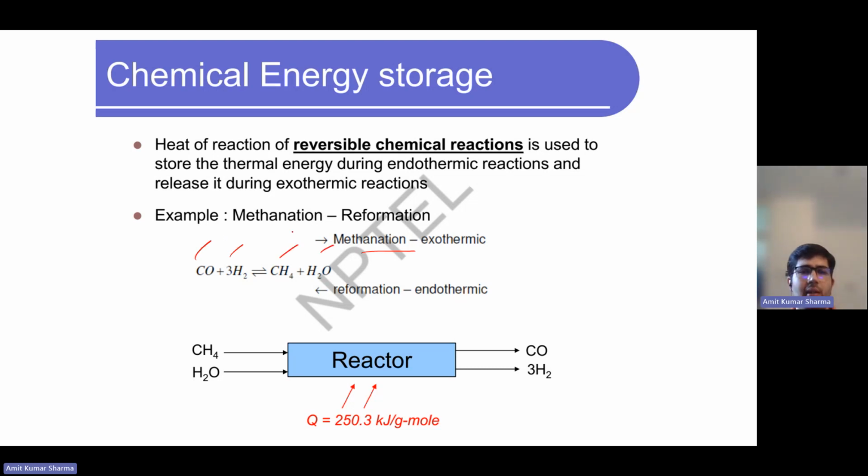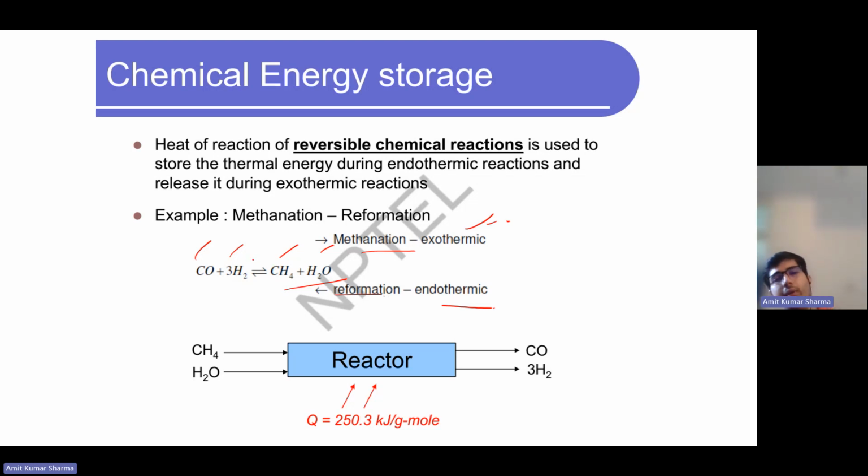So this is the methanation and it's exothermic. It will release heat. But if you reverse it, it requires heat. It's endothermic. It's a reforming reaction. A very popular reaction is steam methane reforming. Basically, we are supplying steam and we are reforming the methane to hydrogen and carbon monoxide. So this is a very famous steam reforming reaction, or reformation reaction.